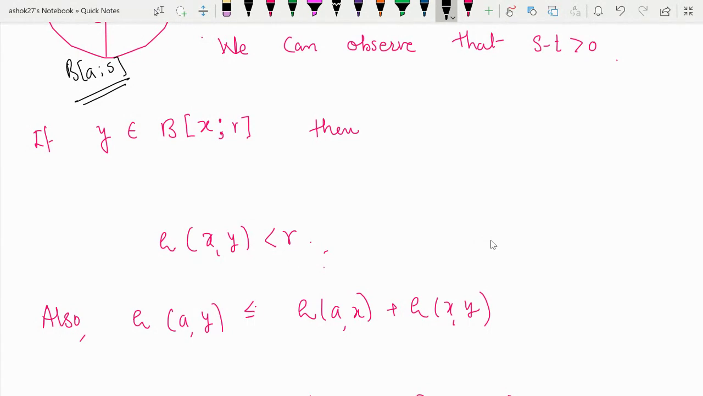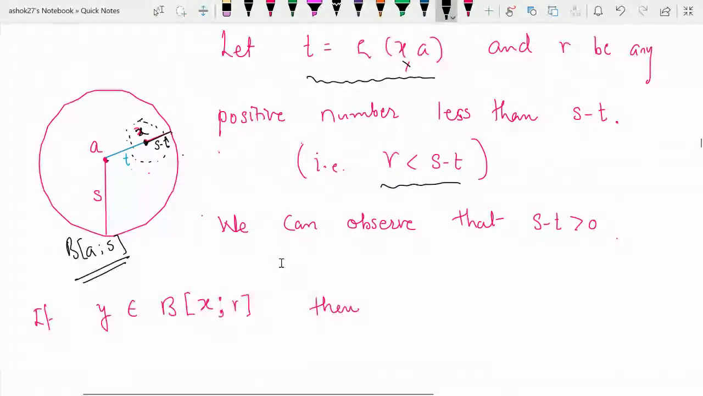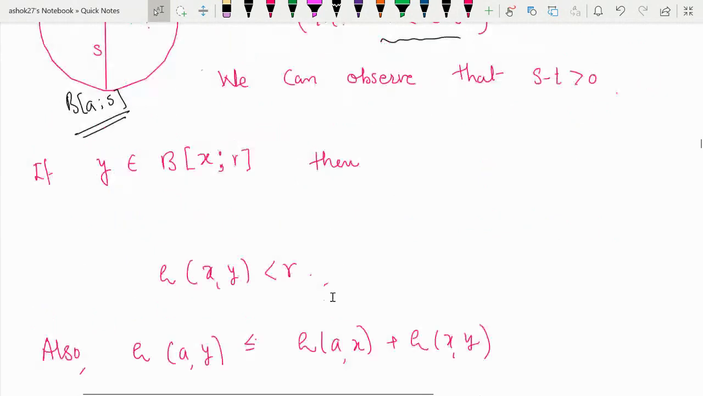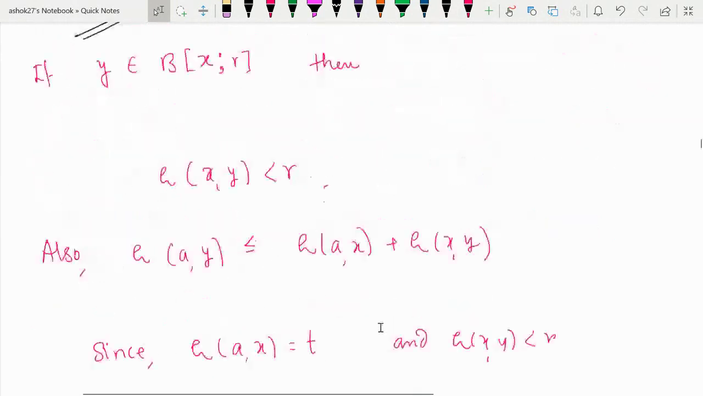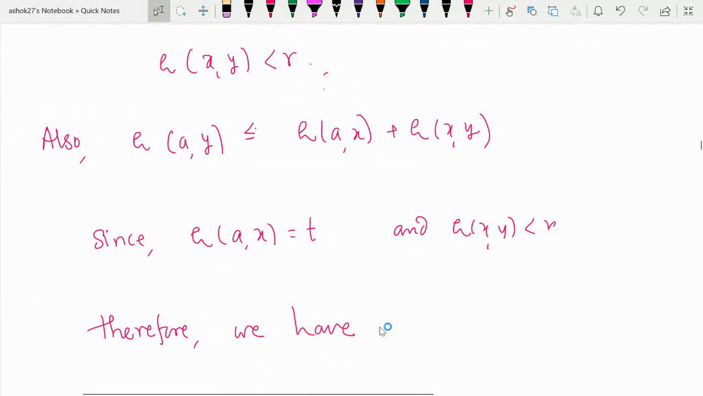Also, for the distance between a and y, I'm using the triangle inequality. What is y? y is any point of this open ball about x with radius r. It may be here or somewhere else. So what is the distance from a to y? Using the triangle inequality, this distance will be less than or equal to rho(a,x) plus rho(x,y). Simply, I'm adding a single point x. This is just the triangle inequality.